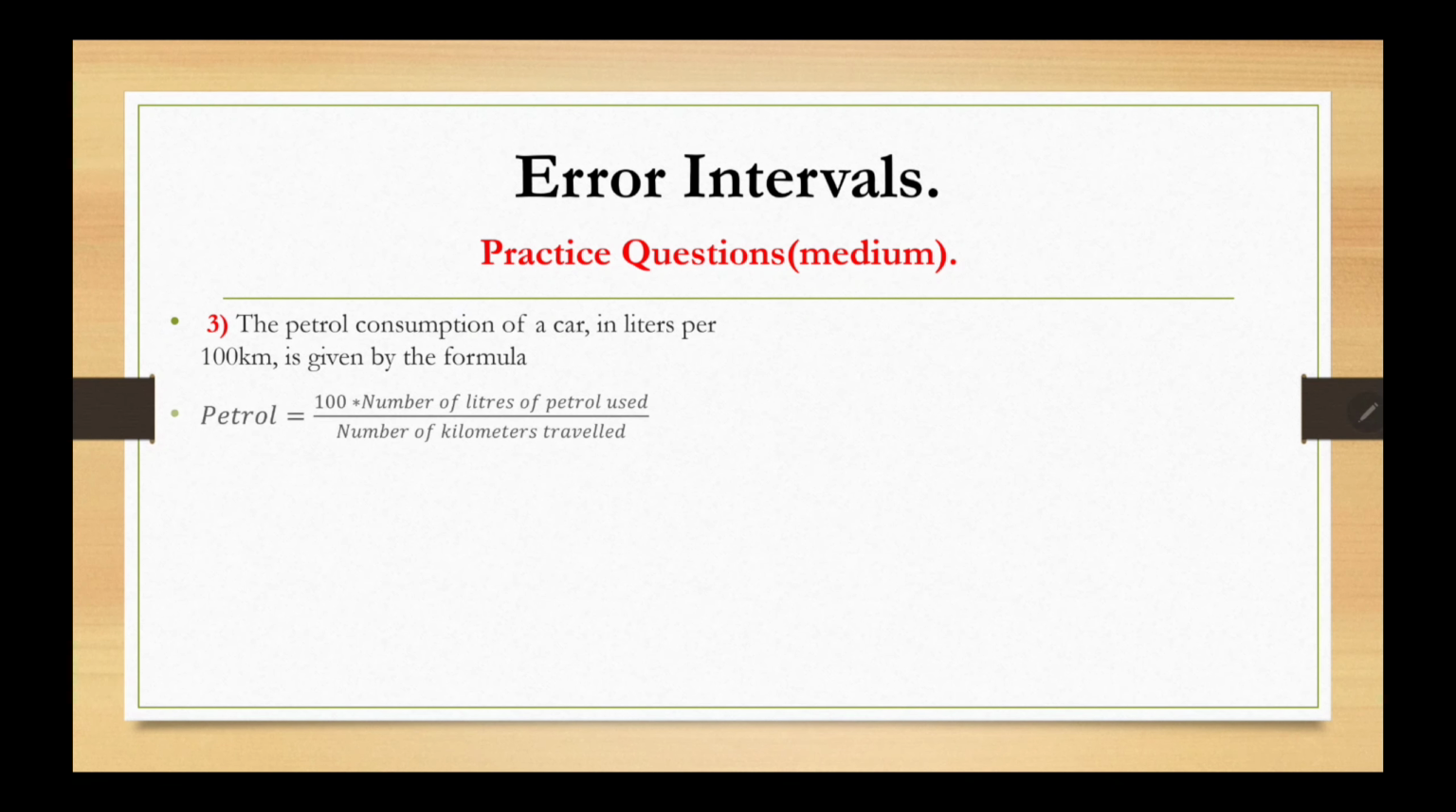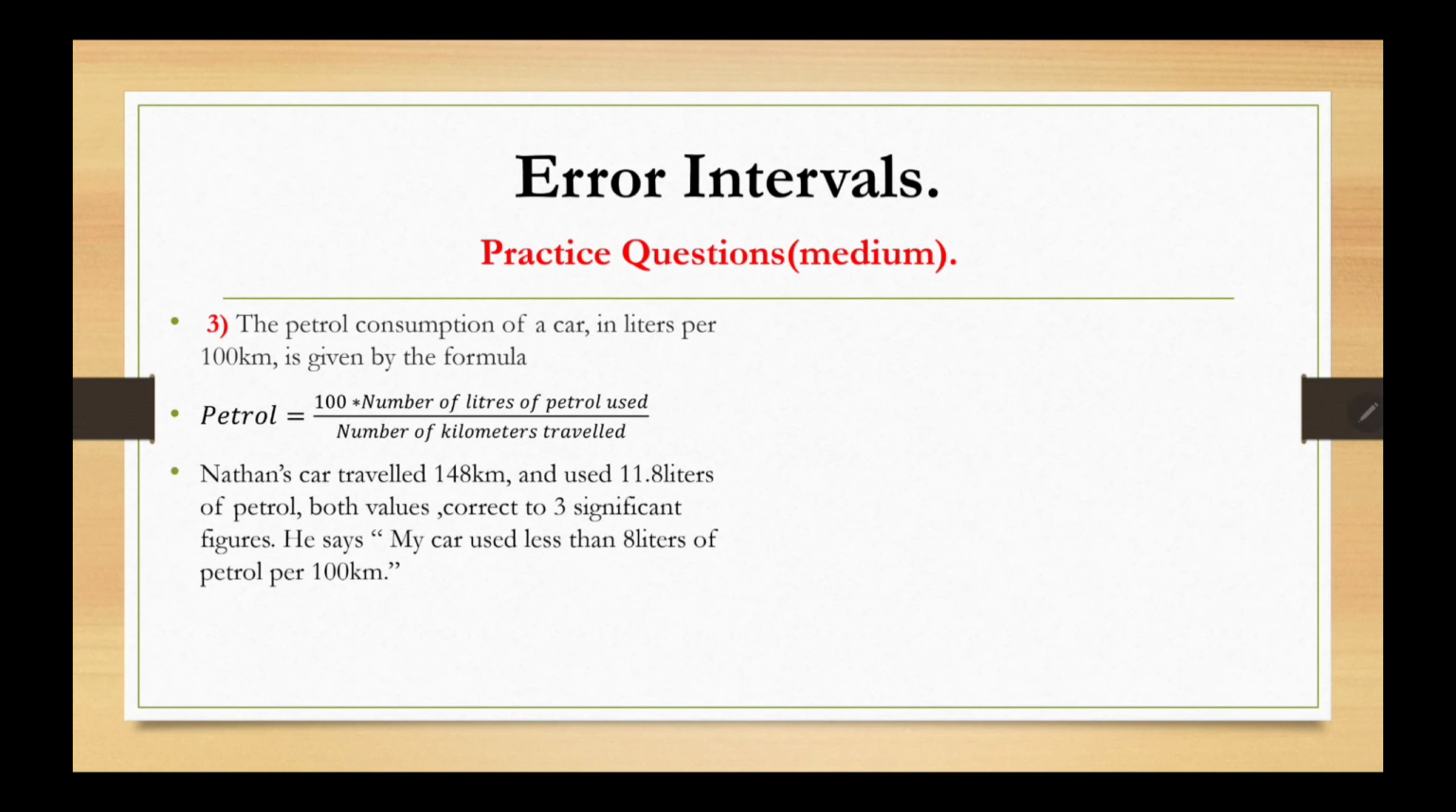The petrol consumption of a car in liters per 100 kilometers is given by the formula. Here we have the formula. Nathan's car traveled 148 kilometers and used 11.8 liters of petrol. Both values correct to 3 significant figures. He says, my car used less than 8 liters of petrol per 100 kilometers. Could Nathan be wrong? So he claims that his car used less than 8 liters of petrol per 100 kilometers.